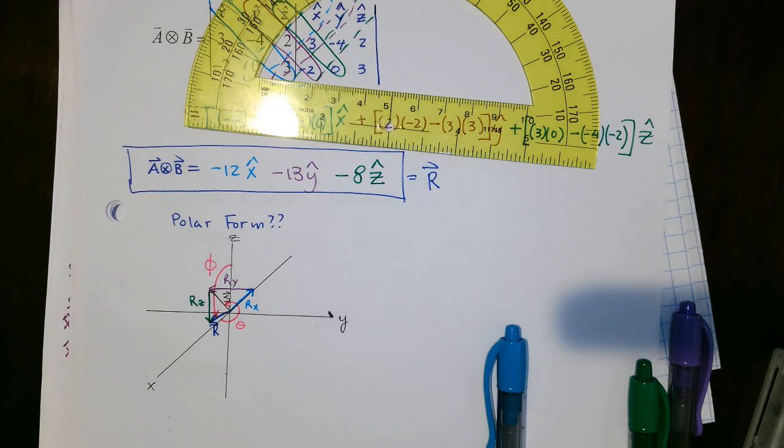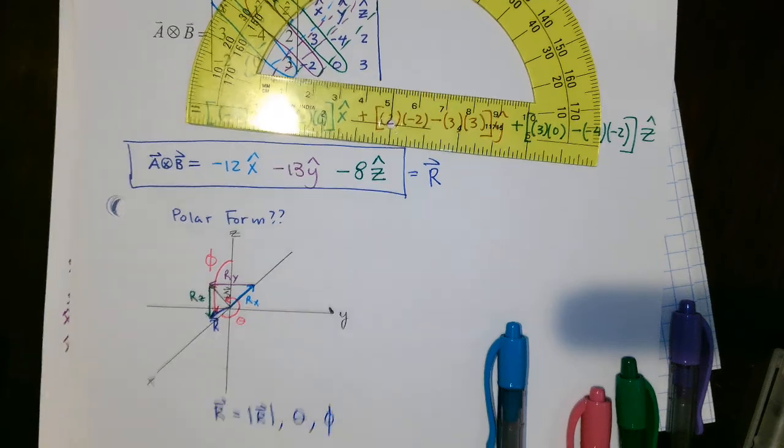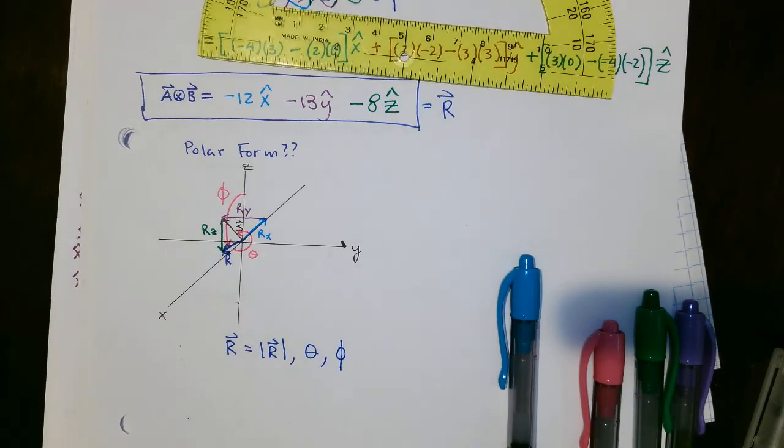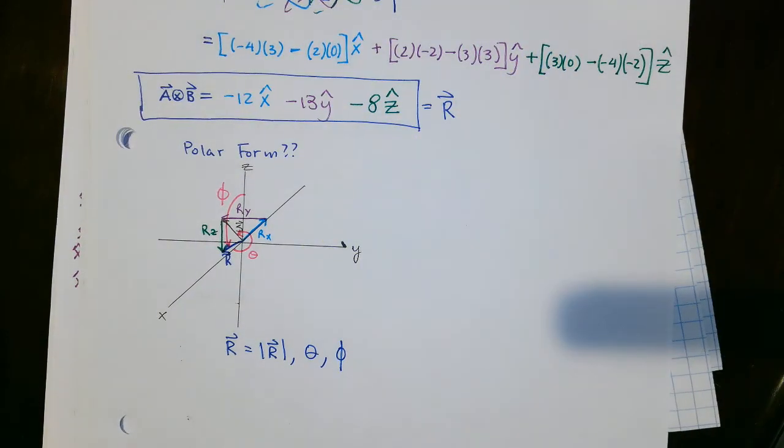So you should be able to represent this in a polar form. The r vector can be represented as the magnitude of r, comma, theta, comma, phi as your polar form. Practice that. Give it a shot and see what you can do. All right. Moving on.